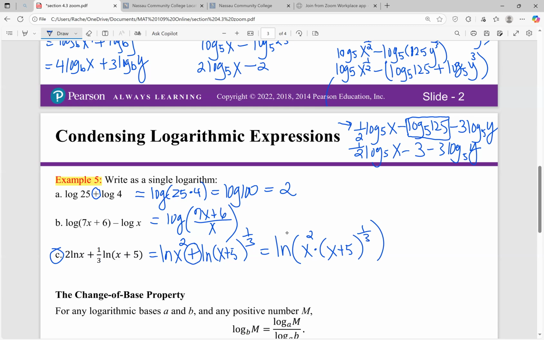And rather than writing the fractional exponent, we could write it as a radical, right? Isn't this the same thing as the natural log of x squared times the third root of x plus 5? Right? The third root of x plus 5 is the same thing as x plus 5 to the 1/3. And now I have a single logarithm.